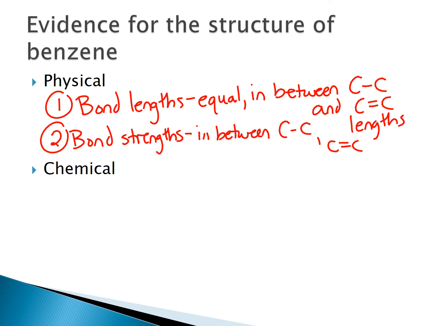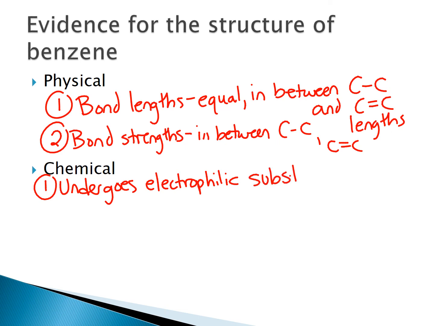Now, chemical evidence for the structure of benzene. The first is that it undergoes substitution instead of addition. If the electrons were localized, we would expect that it would undergo addition just like every other alkene, but in fact, it doesn't. I don't know if you remember back in Unit 3, we talked about how you could tell the difference between an alkane and an alkene because it would react with bromine water and decolorize it. That will not happen with benzene. So this undergoes electrophilic substitution instead of addition.